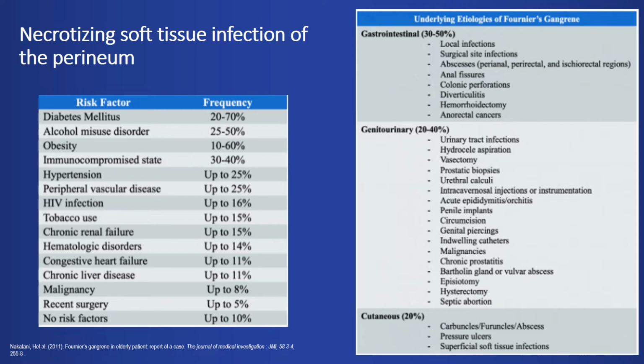The table on the left shows the common risk factors for development of Fournier's. I think what is striking is that up to 10% of folks who present with Fournier's have none of the traditional risk factors we have been taught to associate with the disease. This calls for a high level of suspicion. The table on the right reviews infections, other disease states, or procedures that can predispose a person to develop Fournier's.